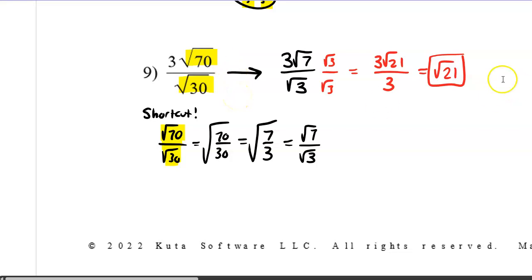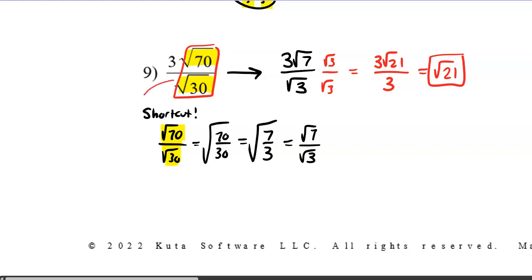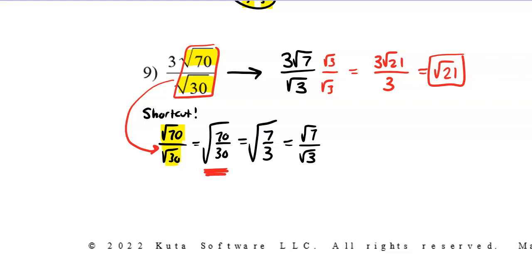And look, if you get the answer at the end here of square root of 21, you actually did do the problem correct. So I'm not going to tell you that's wrong. But there is a cool shortcut that you can use, and that is when you have two radicals written on top of each other like this, you can actually write it as a single fraction like this here. So it'd be the square root of 70 over 30, which then becomes the square root of 7/3 since they both go into 10, therefore making it just root 7 over root 3.